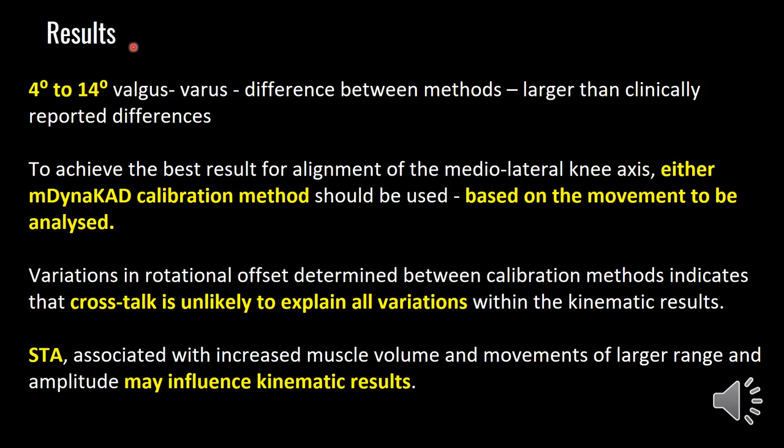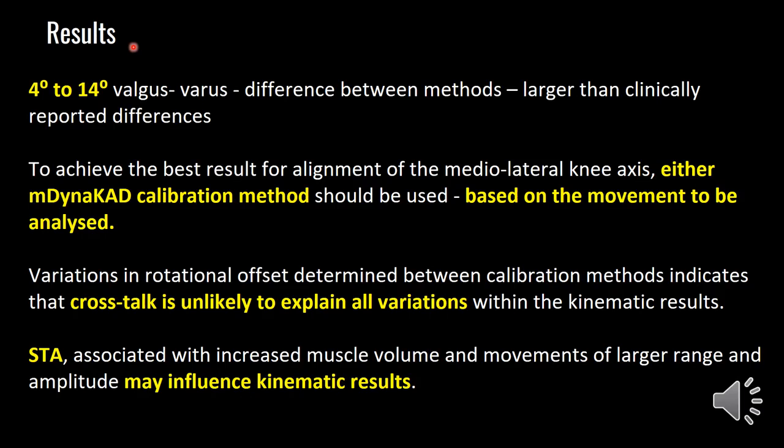And so in summary, the differences between valgus varus angles range from approximately 4 to 14 degrees. And this is larger than some of the differences that have been identified as being clinically important for things such as patellofemoral joint pain or even identifying players at risk of ACL rupture. To achieve the best result for alignment of the mediolateral knee axis, the modified DynaCAD calibration method should be used, however it should be based on the movement to be analyzed.